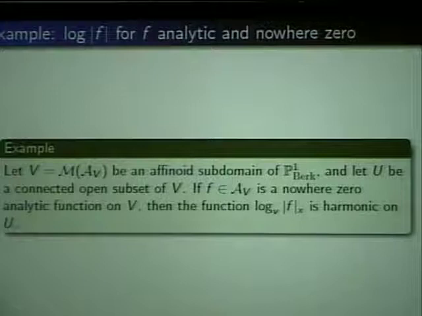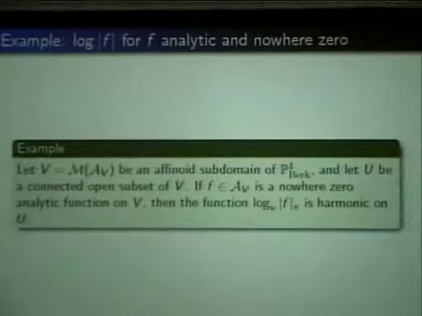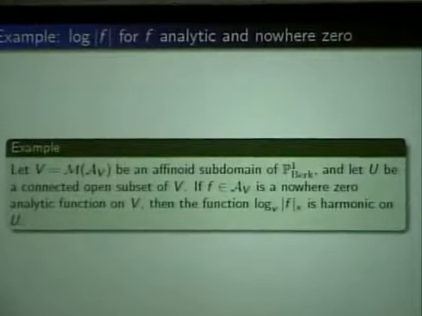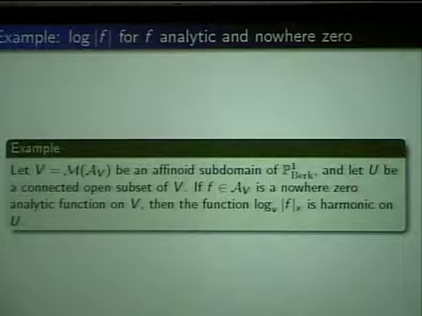So that's one example. Another example would be this. Take an affinoid subdomain endowed with some choice of a Banach norm, and take this M of A sub V, this Berkovich space that I defined earlier today, and take a connected open subset in the Berkovich topology for this. And if F is a nowhere zero analytic function, then log absolute value F is harmonic. So this is like what I was describing for M of Z, but it works for these general affinoid subdomains of P1.